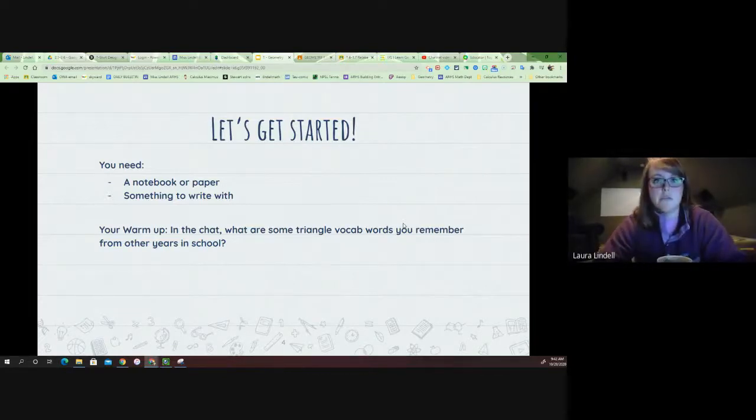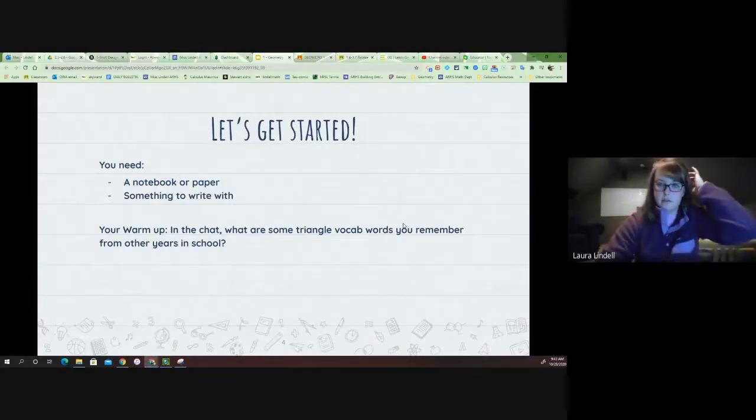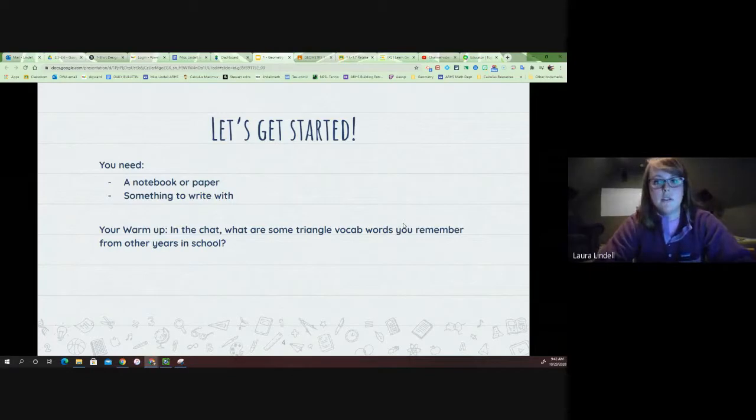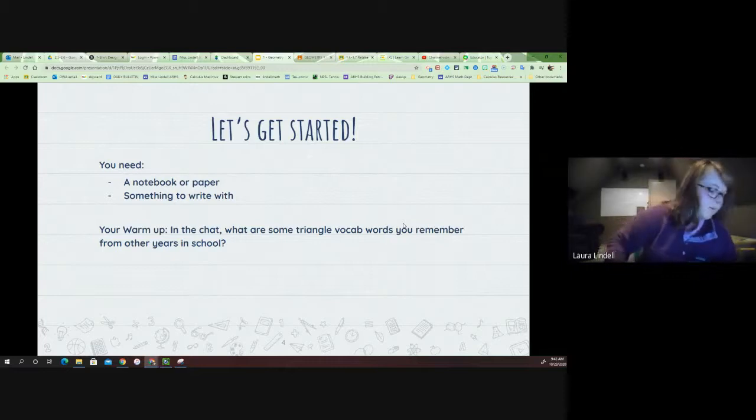Acute, obtuse. Nice. Those are good words. We will be using those today. 180 degrees. That's another thing we'll be using today. Isosceles. Yes. Right triangle. Yes, these are all good words we will be using and refreshing our memories on today. Nice. That covers a lot of the main words that we're going to use.